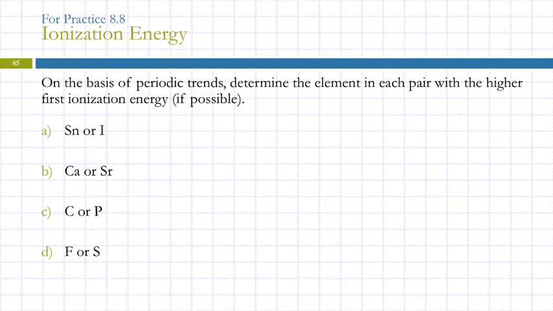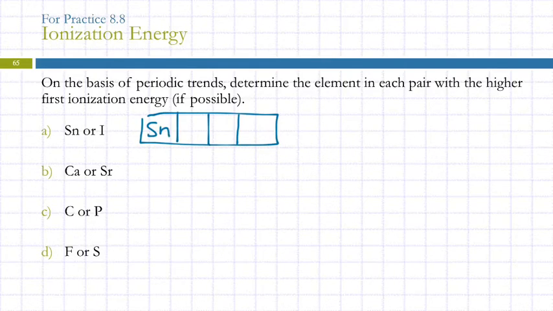But let's just look at these periodic trends. Which has the higher first ionization energy, tin or iodine? Okay, so as we're going across, this is how I remember it. I have to think it through. Going across, they get smaller. Smaller means harder to pull it off. So higher first ionization energy for iodine.